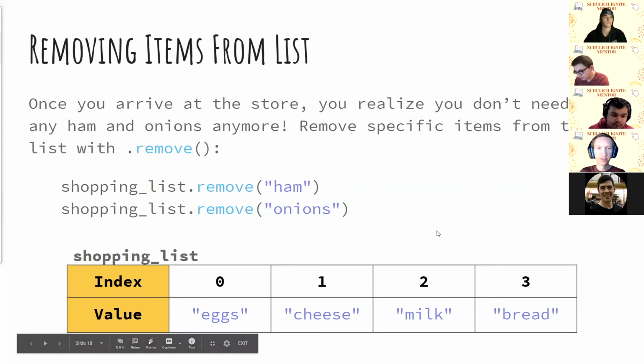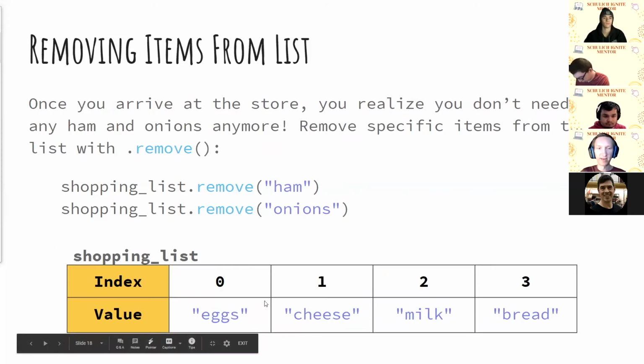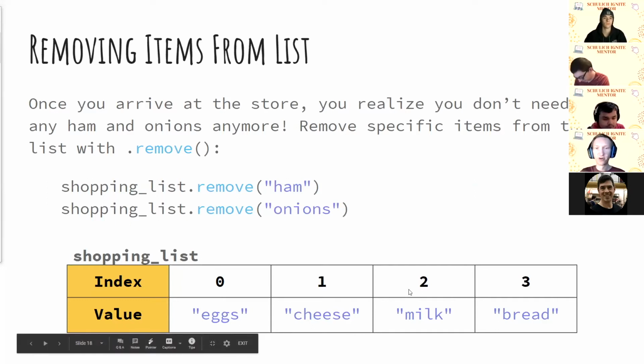So previously, I'll go back to the other slide. We saw that we had ham, we also had onions. Then when we remove those, you can see that ham is no longer there. Onions is also gone. And you can also see that all the other items have been squished together. So the indexes have been a little bit updated.